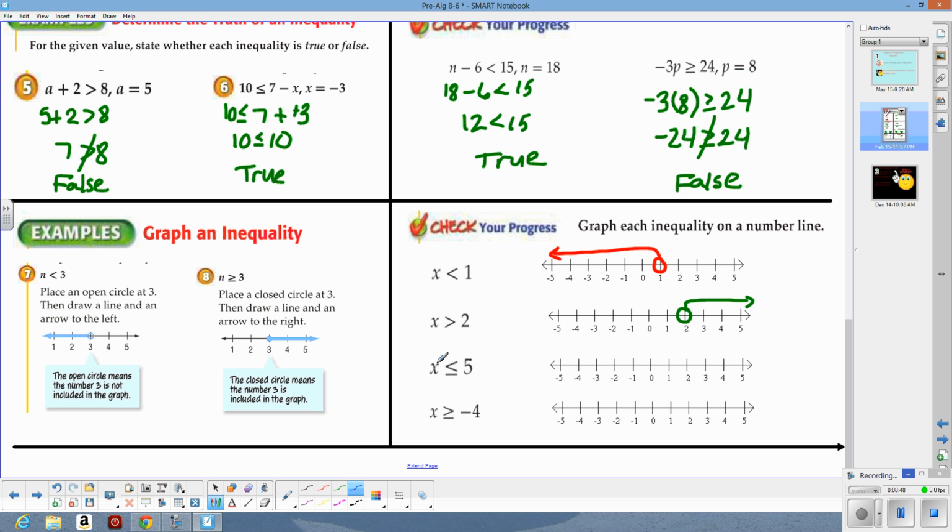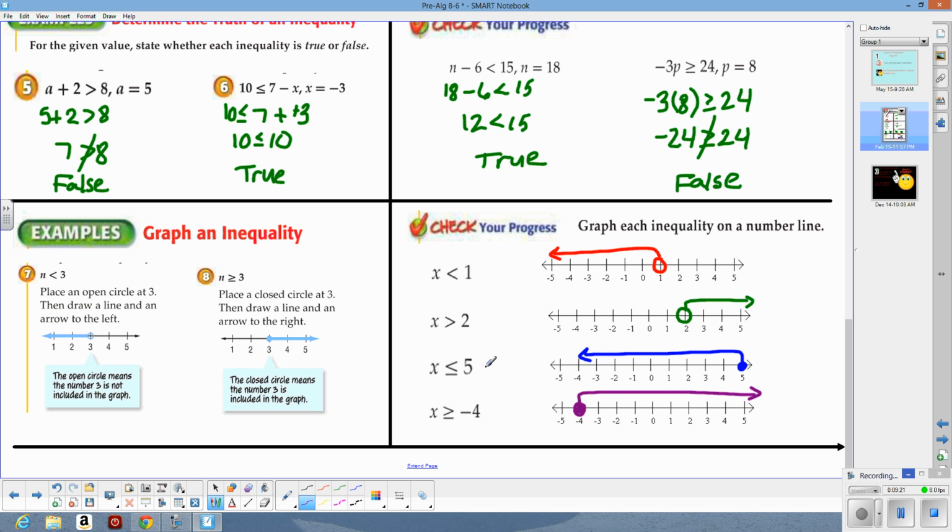Now for the numbers x that are less than or equal to 5, I'm going to want a filled in circle on the 5 since it can include 5, and then the ones that are less than or equal to 5 go to the left. And for the last example, the numbers x that are greater than or equal to negative 4 means I'm going to put a circle on the negative 4 and then fill it in since it can include negative 4. And I want the ones greater than or equal to negative 4, which are going to be to the right.